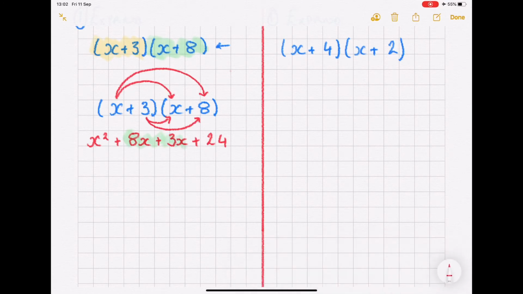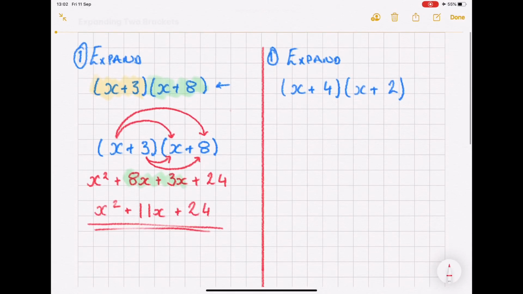So we can take it one step further. Simplified, we'll have x squared plus 8x plus 3x is 11x, plus 24. And that's our final answer.